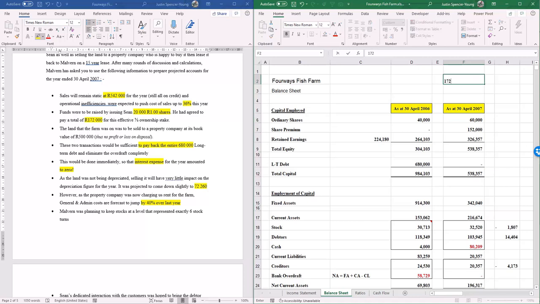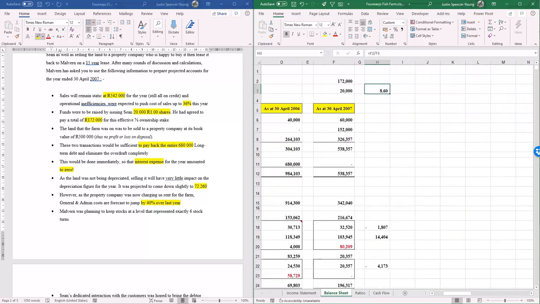If we are going to take 172,000 Rand and split that across 20,000 shares, well, we can say we've got a share price here. Let's add a decimal place, let's see where we're at: 8.60 Rand. Now that share price is made up of 2 parts. It's made up of a 1 Rand par value. Let's give this a heading. Par value is 1 Rand. That doesn't change. But now we have a premium. The premium is the 7.60 Rand.